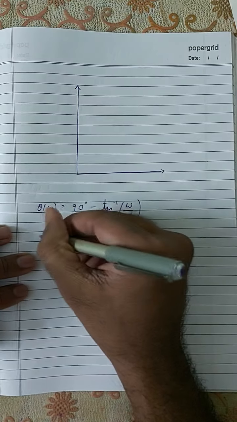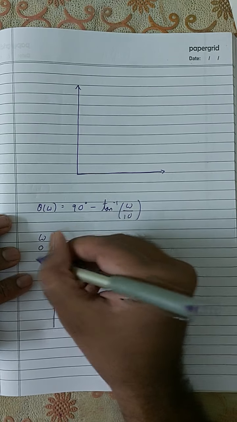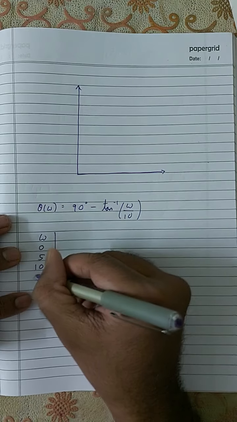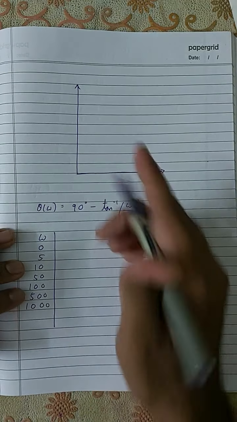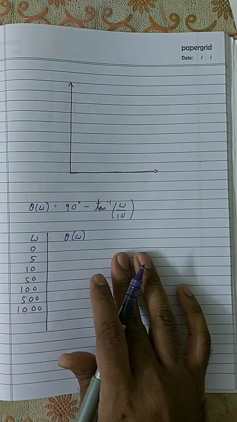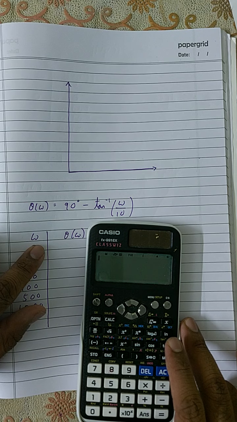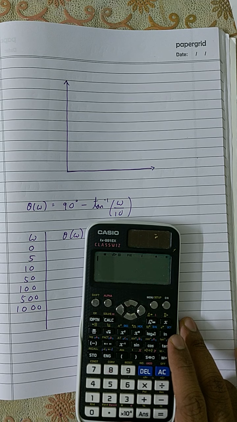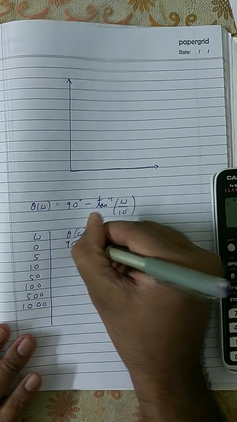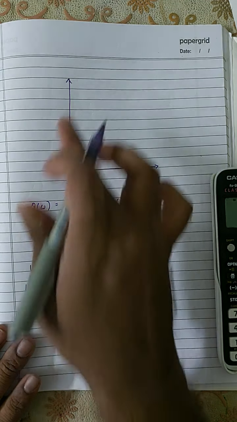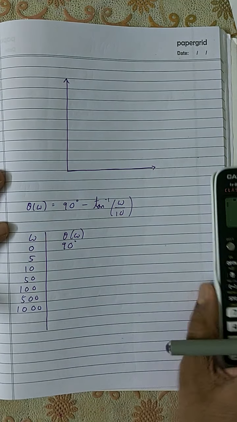So here again, let me plot omega. Different values of omega I'm going to try are 0, 5, 10, 50, 100, 500, 1000. That's it, this many values. And here theta of omega, let me try for each and every value. First is 0. Tan inverse 0 is nothing but, you will get 90 degree itself, right? Which means the highest value won't go more than 90 degree. So this graph was more than enough in that case. Anyway, so 90 degree. Next is 5.